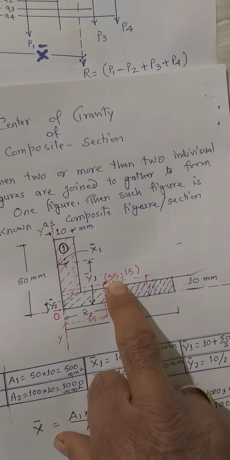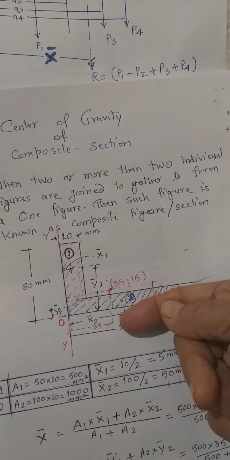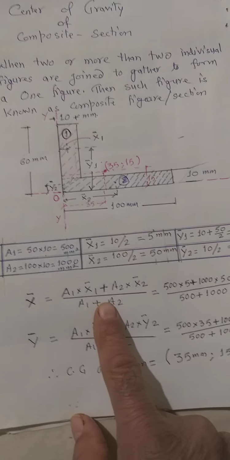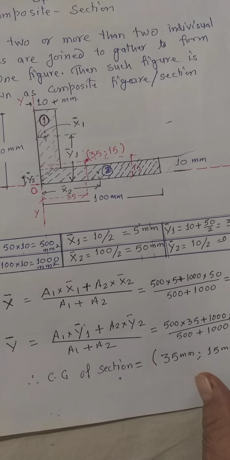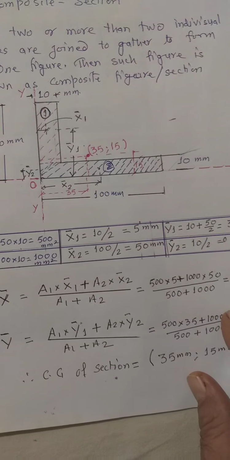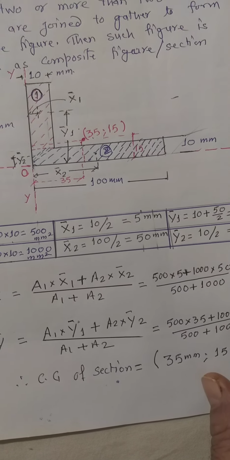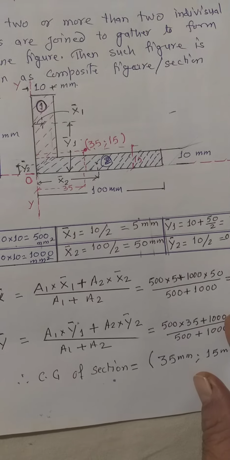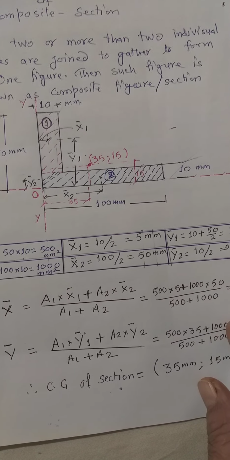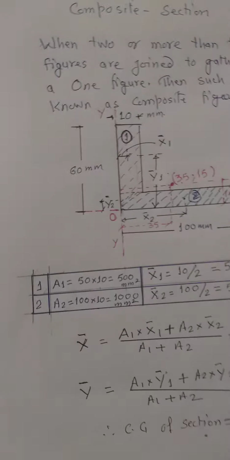So we have to find out this CG, that is, we have to find out the value of this x bar from here, this y bar from here, by using this mathematical expression. X bar is equal to A1 x bar 1 plus A2 x bar 2 upon A1 plus A2, and y bar is equal to A1 y bar 1 plus A2 y bar 2 upon A1 plus A2. This I have just discussed for the two individual figures which have been joined together and form a single section. We call this a composite section.